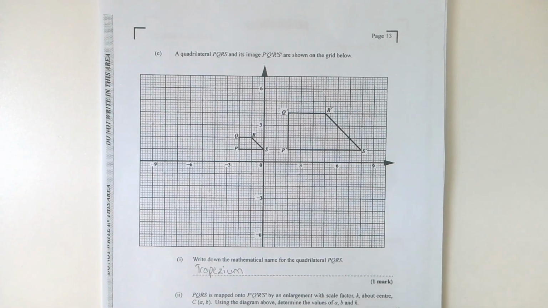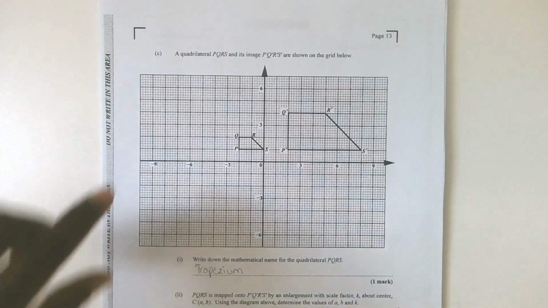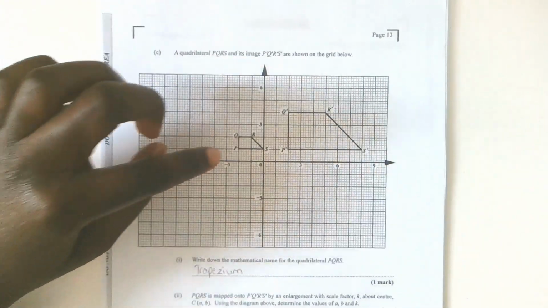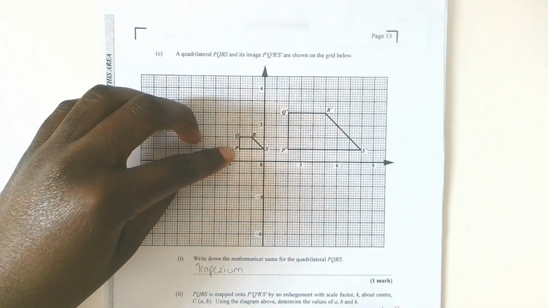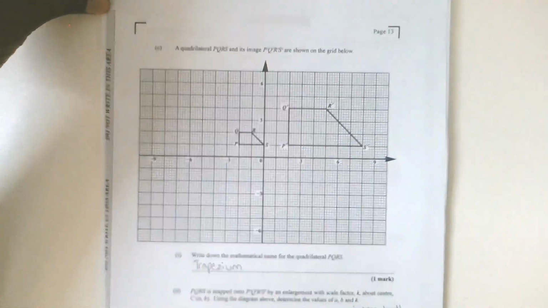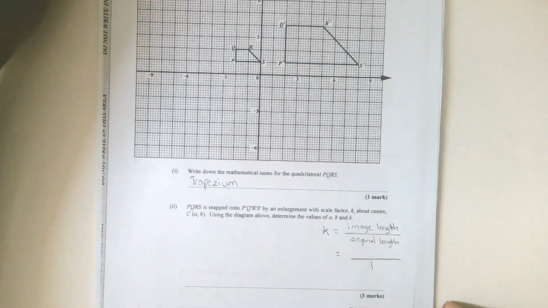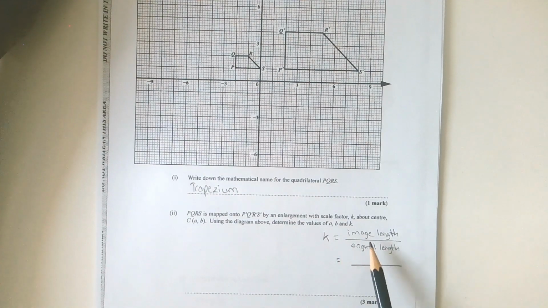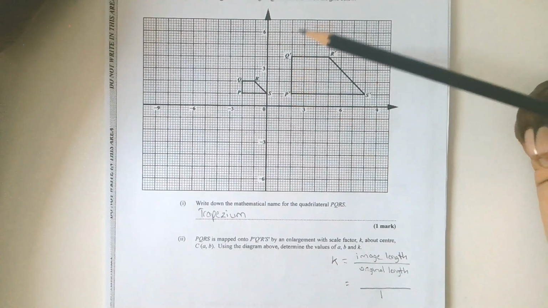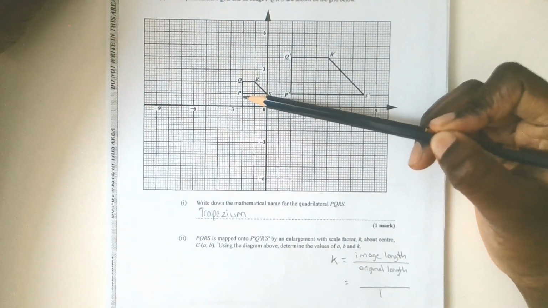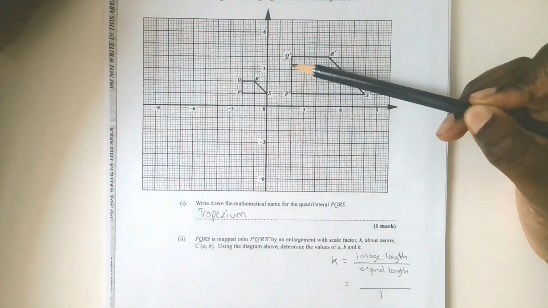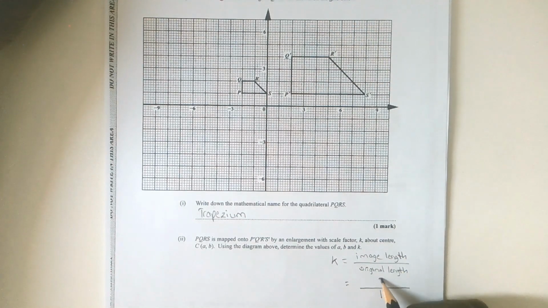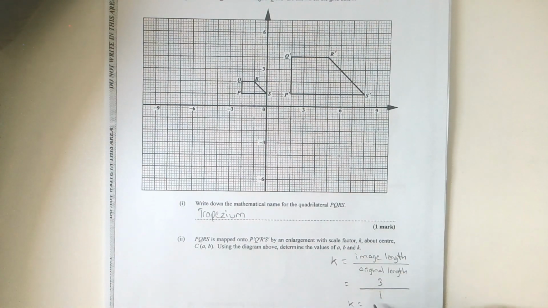Just using one side of our quadrilateral, QP, our original QP is 1. Our K is going to be our image length divided by our original length. Using our diagram, our original length QP is 1, and our image length is going to be 1, 2, 3. So our K value is 3 divided by 1, which gives us 3.